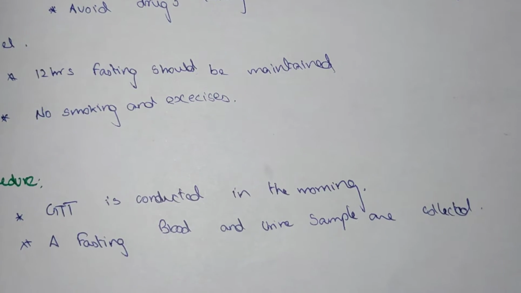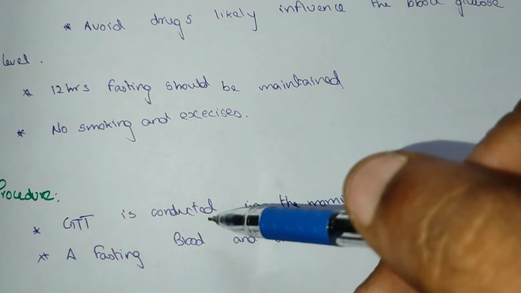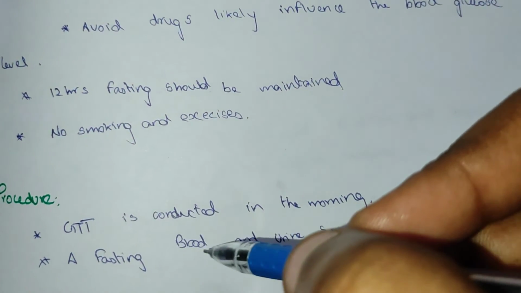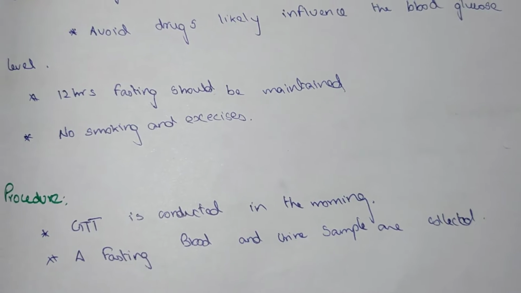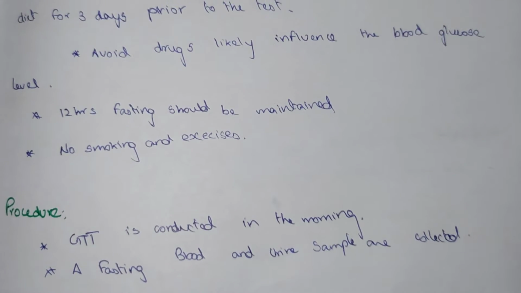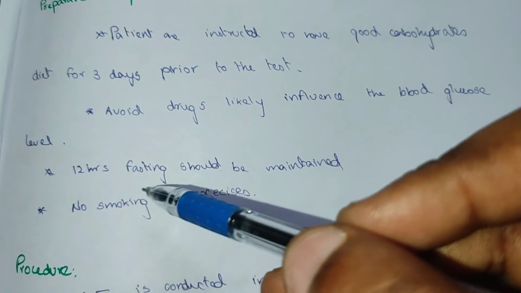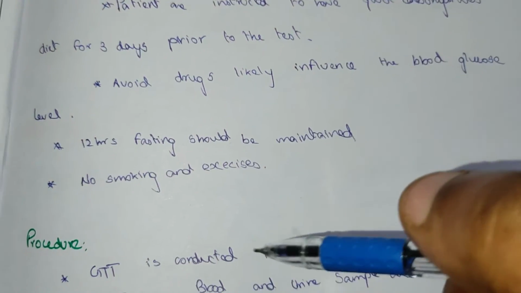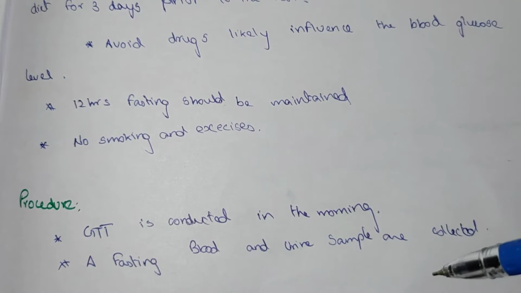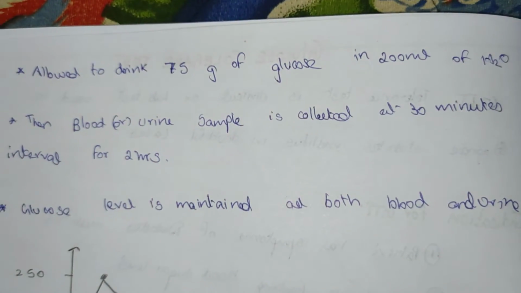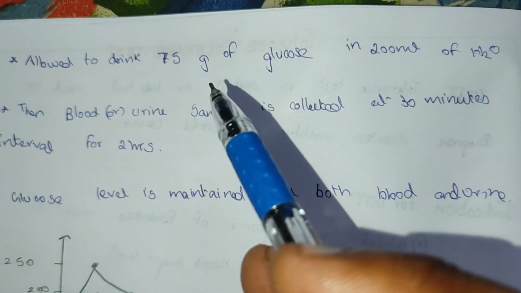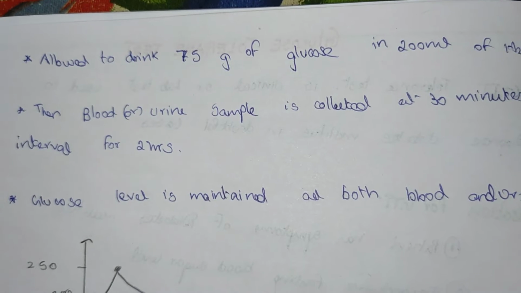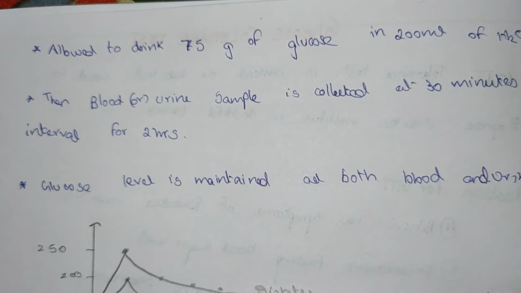Procedure. Now, what is the procedure of this glucose tolerance test? The test is conducted in the morning. As soon as the patient arrives, having fasted for 12 hours, the fasting blood and urine samples are collected. Then we give 75 gram of glucose in 200 ml of water, and the patient drinks it orally.